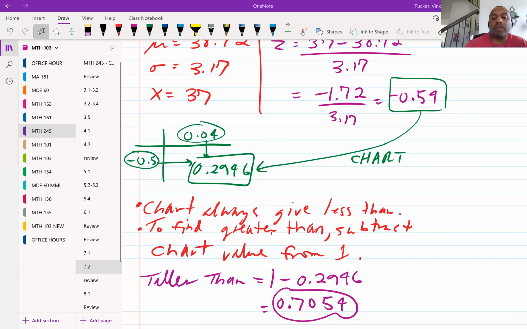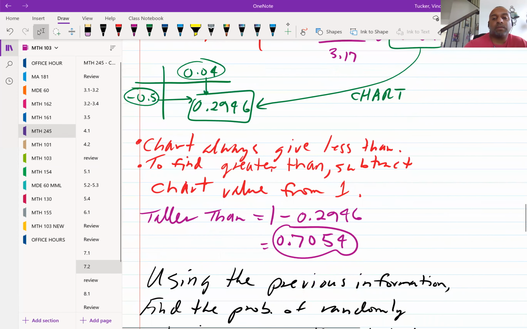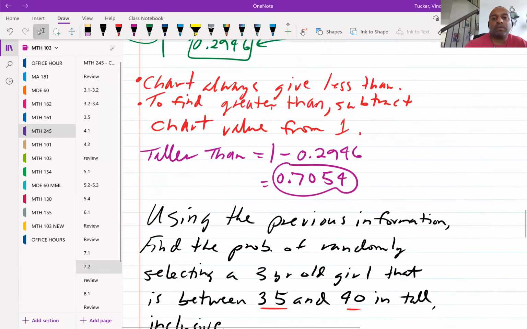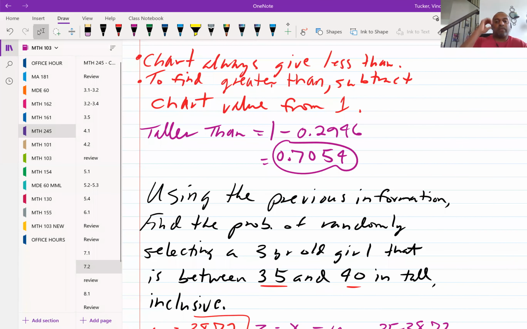All right, any questions before we look at the next one? All right, third scenario, remember I said there are only 3 different scenarios. So you talk about less than, greater than, and now we're looking at between. Those are the only 3 scenarios that you'll be presented. So using the previous information, find the probability of randomly selecting a 3-year-old that is between 35 and 40 inches tall.